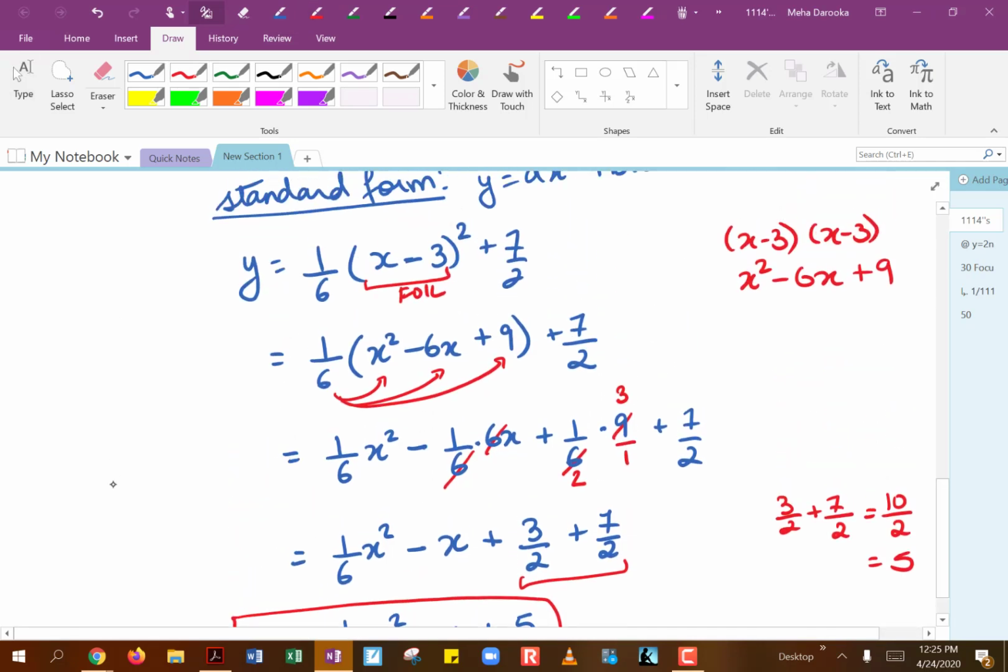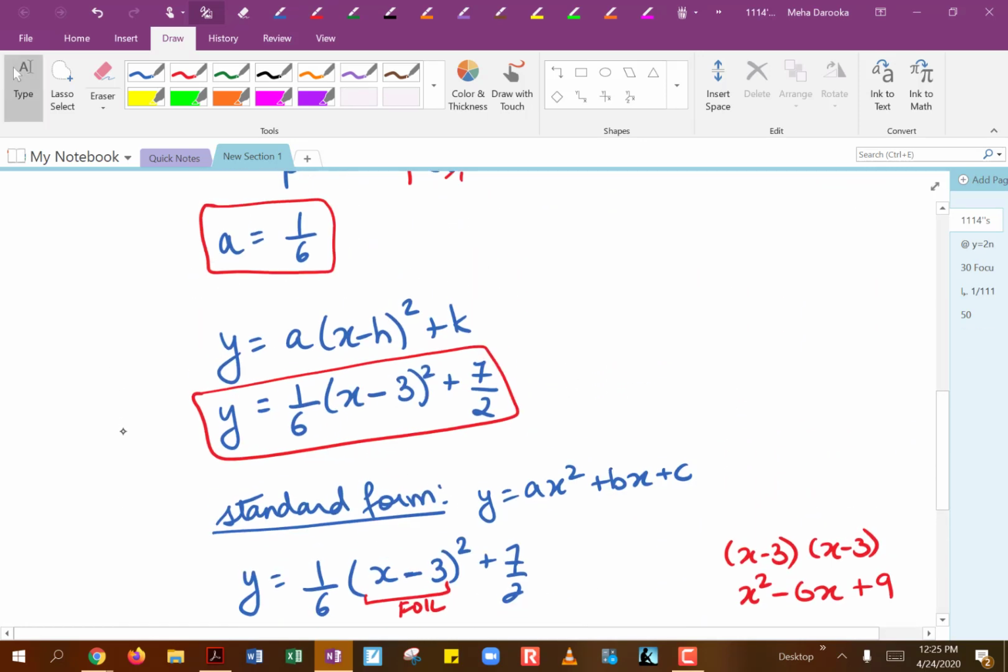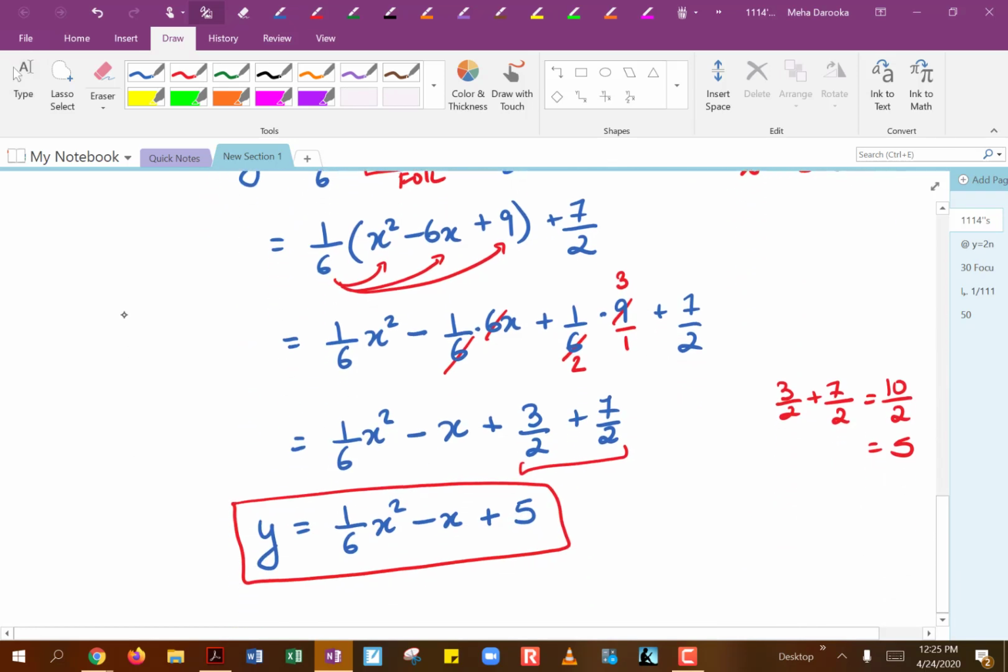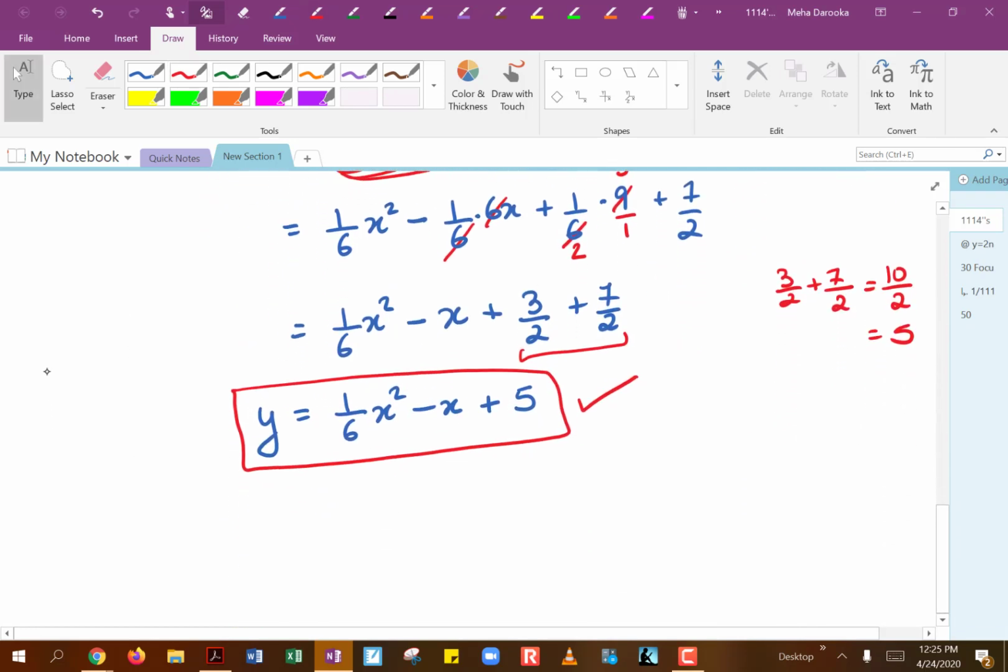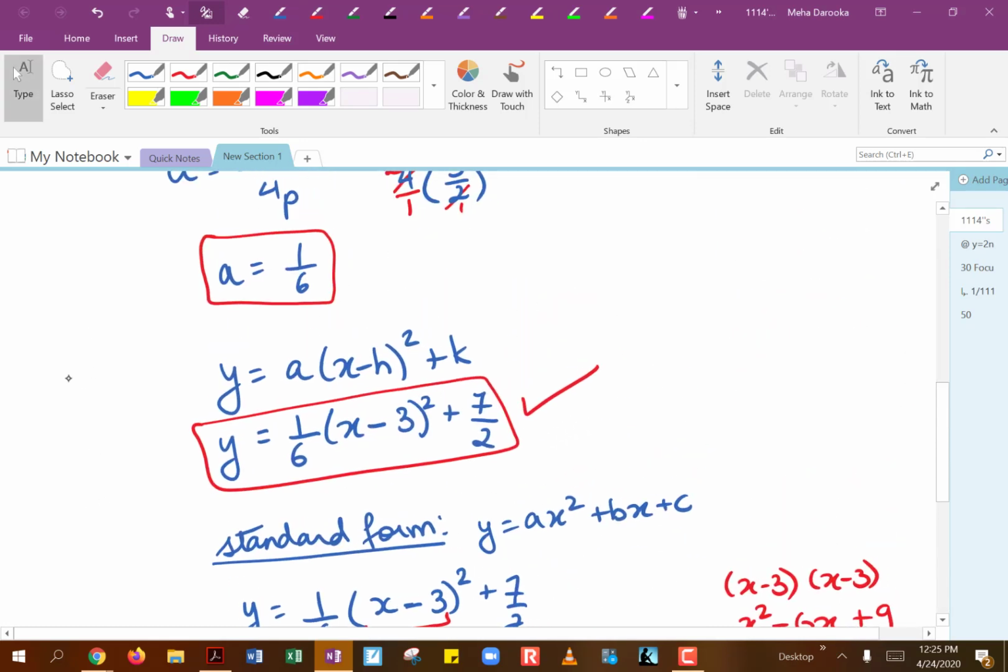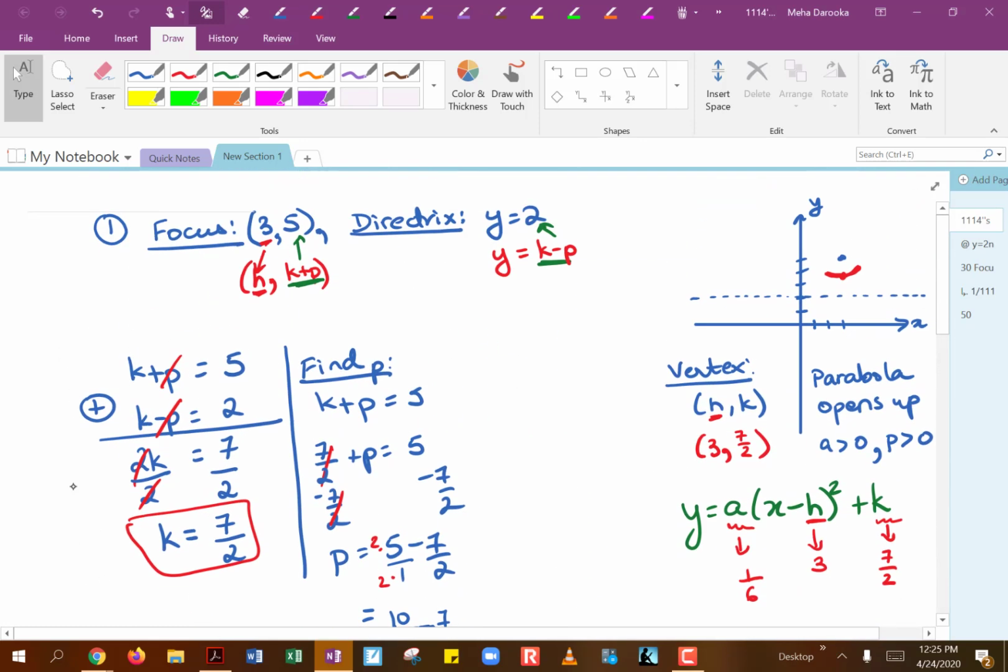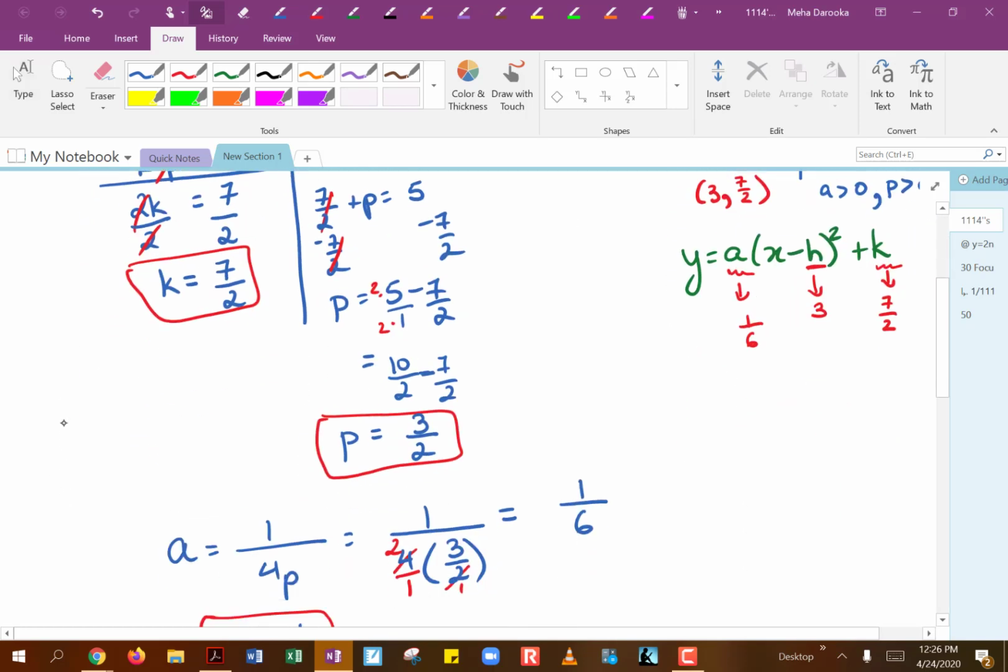Okay, so just depending on if they want us to leave the answer in the transformation form, which is this guy here, or if they say to put it in standard form, then you would need to simplify your answer. But that's basically how you find the equation of your parabola when you are given the focus and the directrix. Okay? Alrighty.